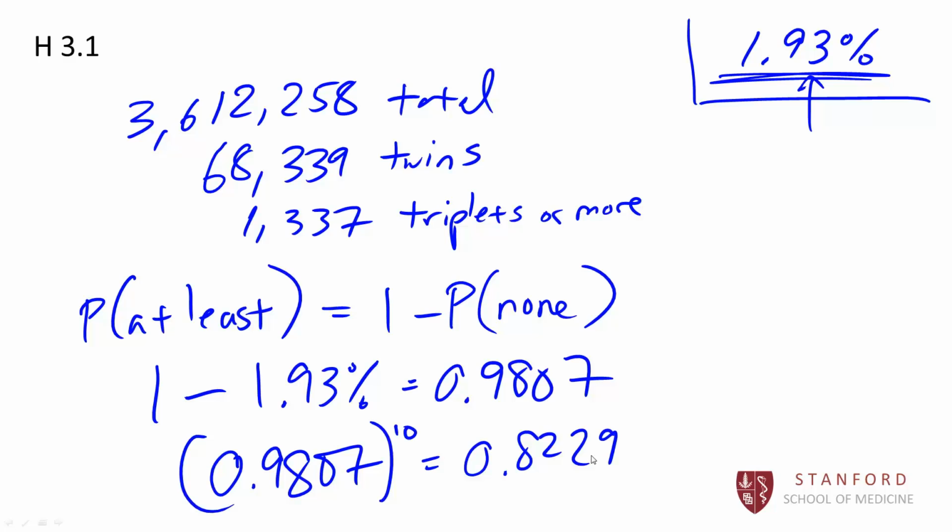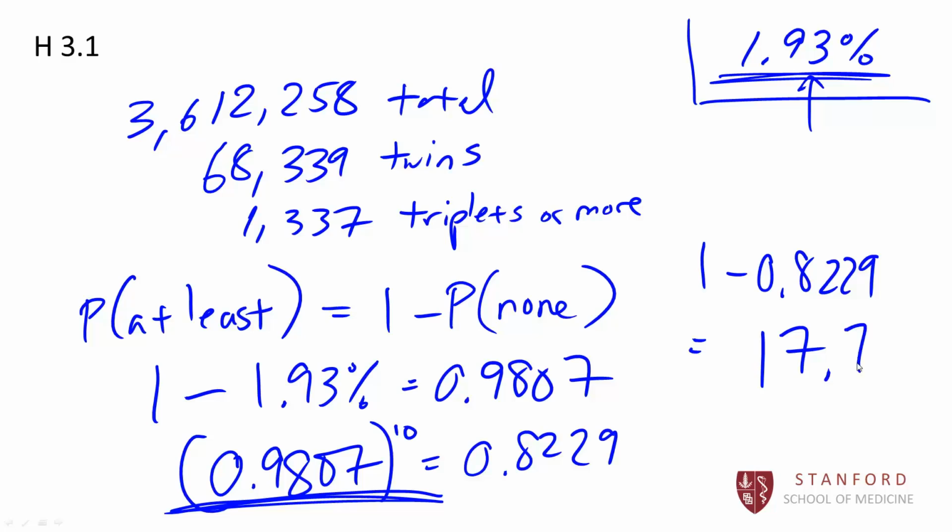Of course, the last thing we want to do, because this number represents the probability of no multiples over 10 births, is do 1 minus that to get at least one multiple over 10 births. So we're going to do 1 minus 0.8229 to get 17.7%. Okay, so if a woman gives birth 10 times, the probability that she's going to have multiples at least once is 17.7%.